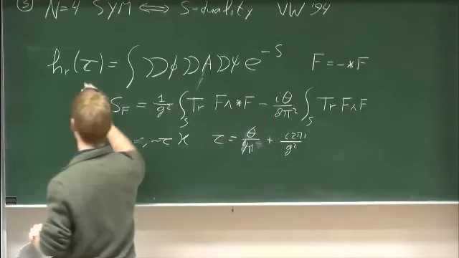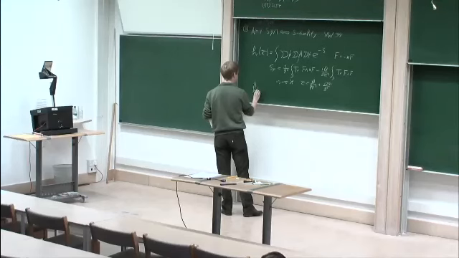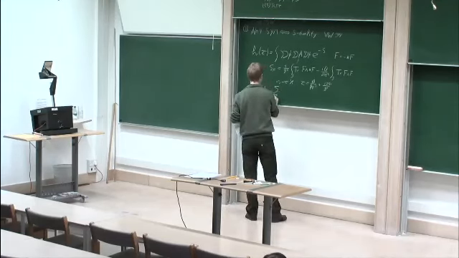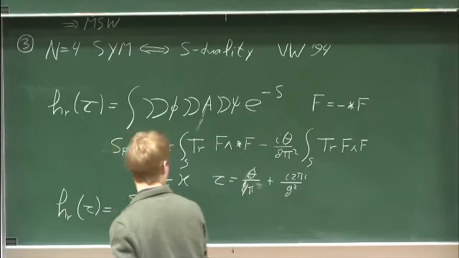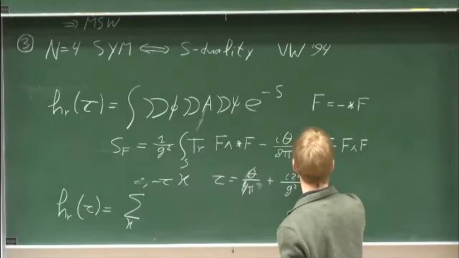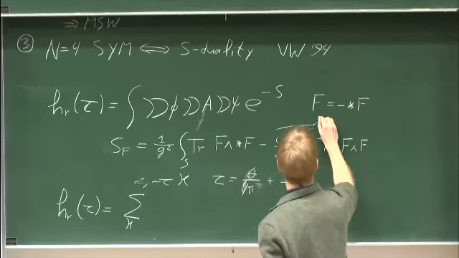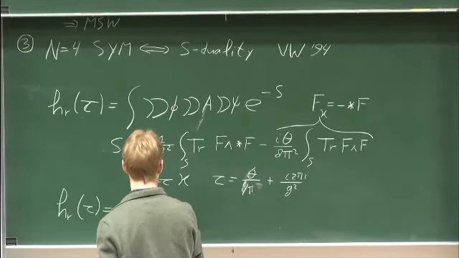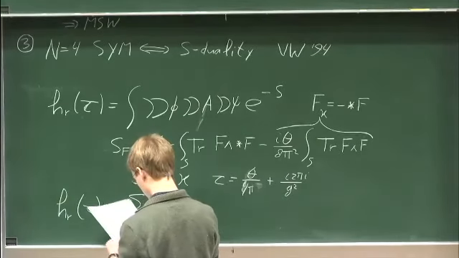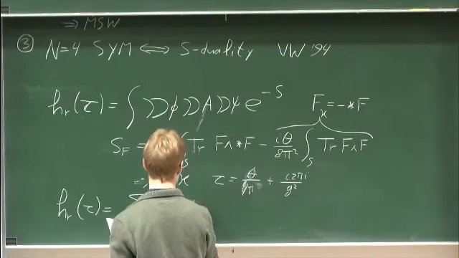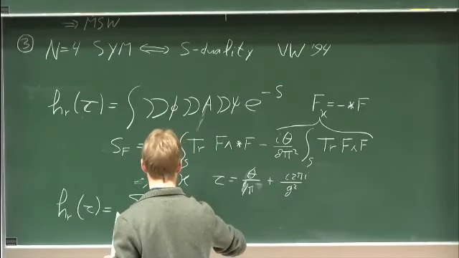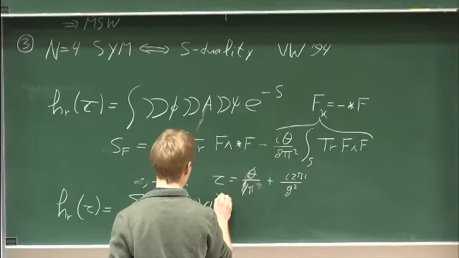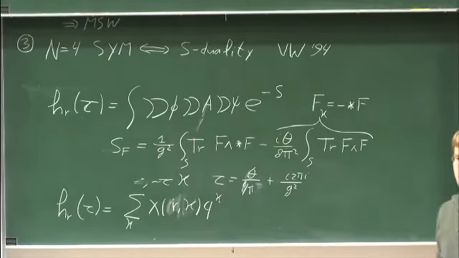And therefore the path integral takes the following form. It is a sum over the instanton numbers kappa. The instanton number is this quantity. Euler number of the instanton moduli space, R, kappa, q to the power kappa.